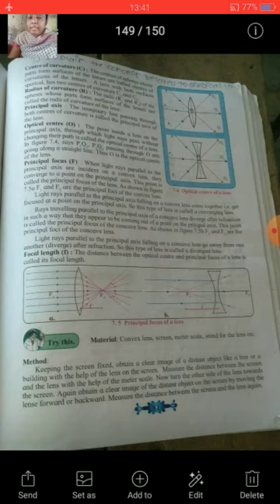Next part is the radius of curvature. It is shown by the capital letter R. The radii of the spheres whose parts form the surfaces of the lens are called the radii of curvature of the lens, and they are shown by R1 and R2. Next is the principal axis. The imaginary line passing through both the centers of curvature is called the principal axis of the lens.